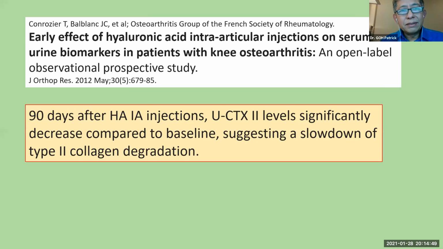There is a protective effect shown in this study, which was in 2012 actually, and what this was using was urinary CTX-II, which is an excretory product of collagen type II. And so the level of urine CTX-II excreted in the urine correlates in general with severity of osteoarthritis. And what the study showed was that 90 days after receiving the hyaluronic acid, the urinary CTX-II level significantly decreased compared to baseline. So they concluded it suggested a slowdown of degradation of the cartilage.